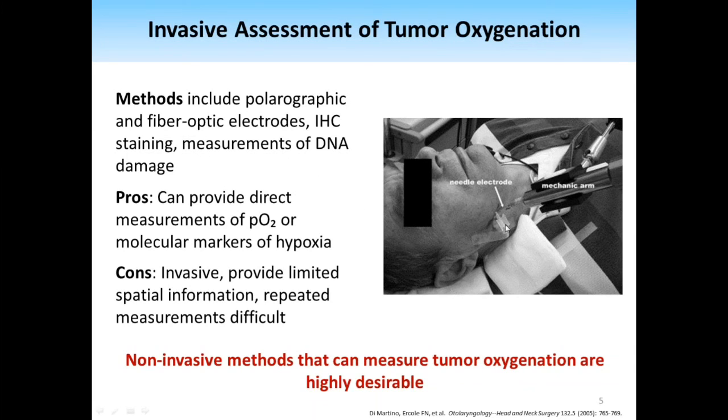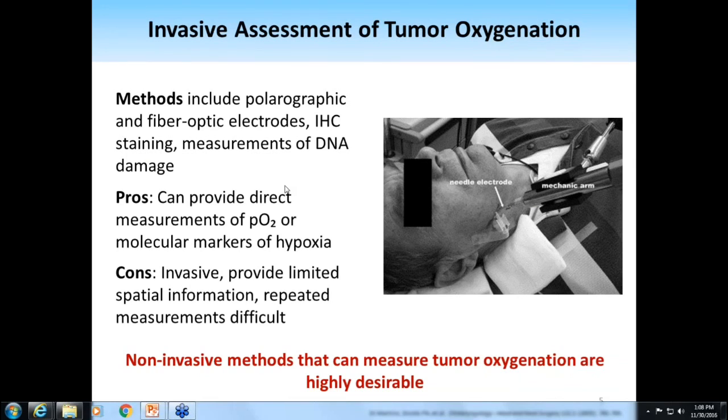And on the right here is an example from a paper in 2005, and this is a polarographic electrode. So what you're seeing are needles which are inserted into the tumor. One of the benefits is that using this system, you can measure the partial pressure of oxygen and provide a direct measurement of the oxygen levels within the tumor. However, as you can probably imagine, there are lots of cons to these kinds of methods.